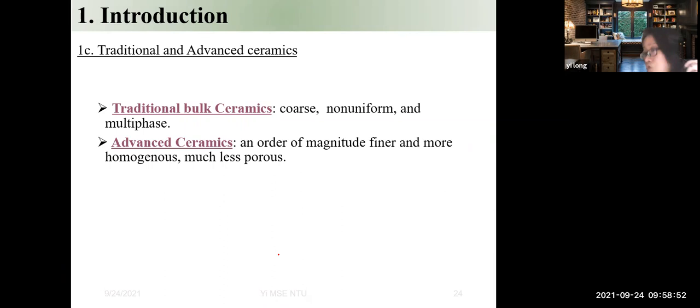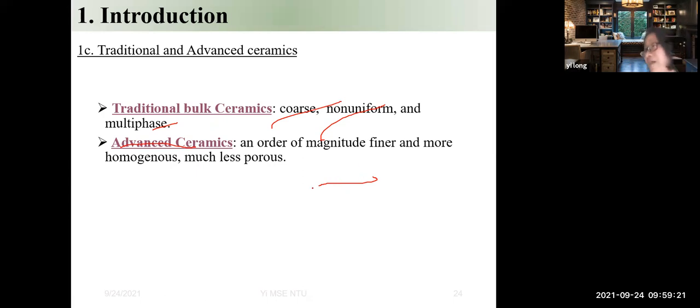In the traditional ceramic, the structure is very coarse, non-uniform, and multi-phase, which means you have a lot of impurities everywhere. It's difficult to control the uniformity, and it's very coarse. But advanced ceramic means at least an order of magnitude finer. So the grains become finer and much more uniform. Everywhere is the same, with much less porosity.